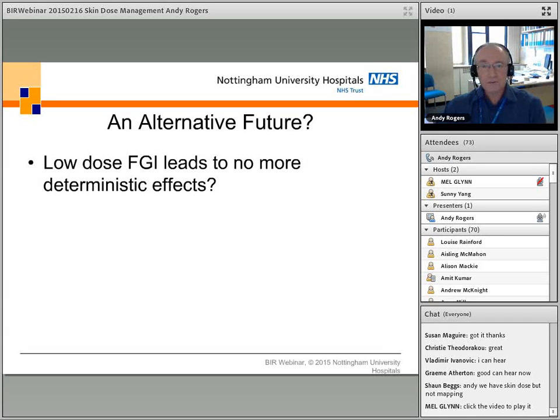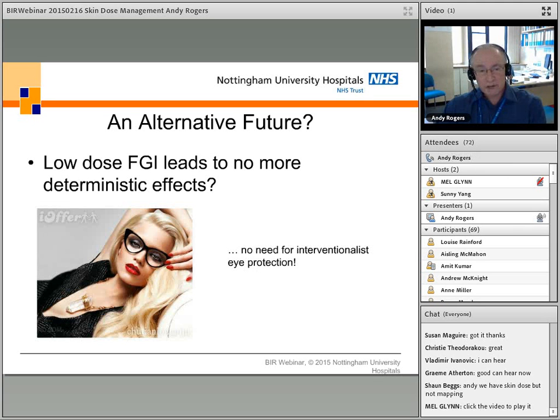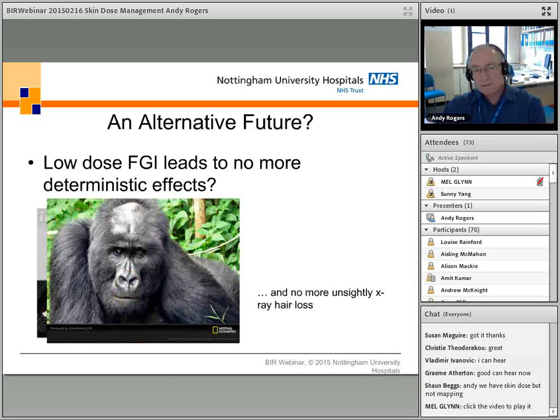Or what's an alternative future? Well, maybe with all these technologies, we don't have any more deterministic effects. So my poor colleague that I often liaise with in the interventional lab doesn't need eye protection anymore, and the population of Nottingham doesn't get a radiation haircut anymore.